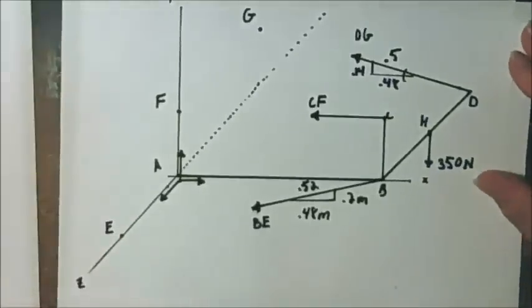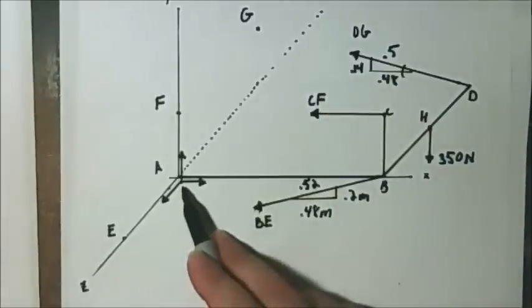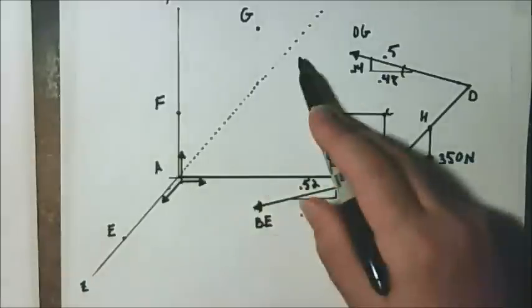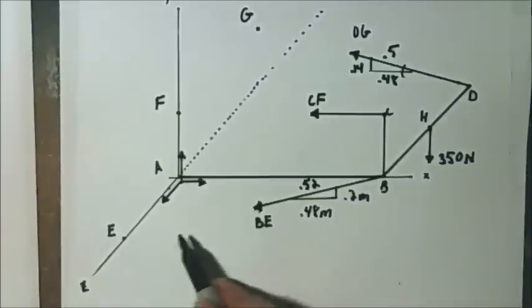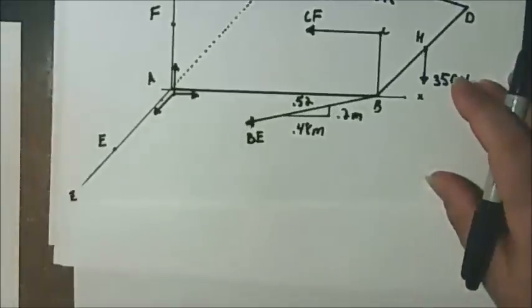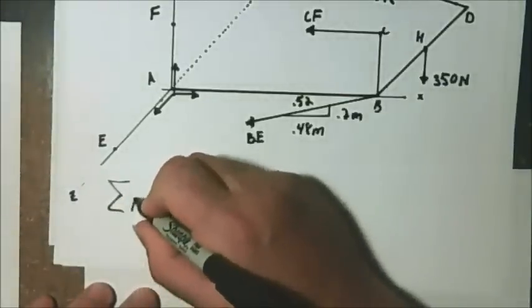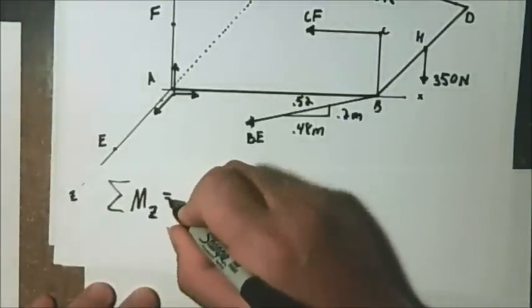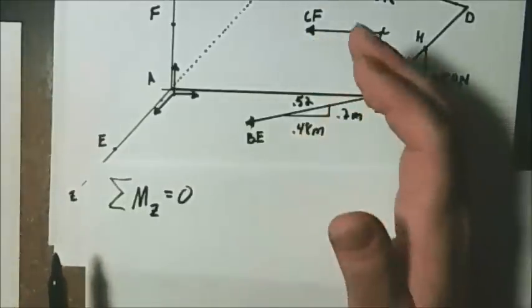Alright, next what we will do is sum the moments about the z-axis here. Notice first that the reaction forces at A intersect z and will not create a moment. This tension from cable BE will also intersect Z and not create a moment. Alright, so if we sum the moments about the Z-axis equal to 0, first we have the force of CF.